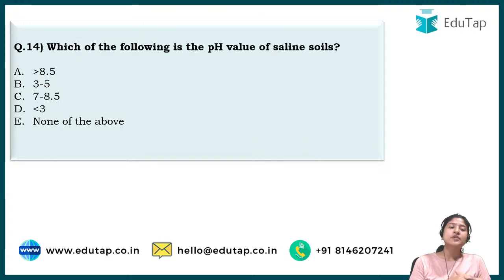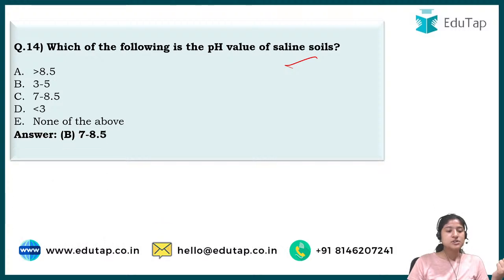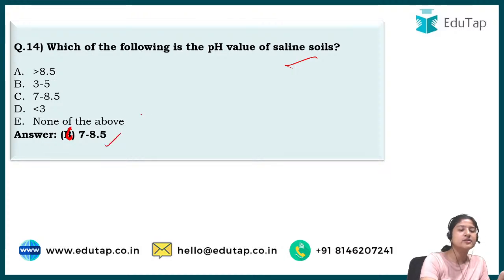Next is question number 14, which asks, which of the following is the pH value of saline soil? In 2018, alkaline was asked. In this, saline has been asked. So the correct answer to this is option number C, that is 7 to 7.5. Above 8.5, what do we say? We say it is alkaline. From below 8.5 to 7, we say it is a saline soil.